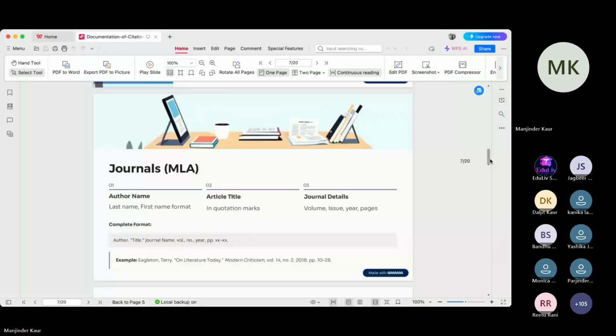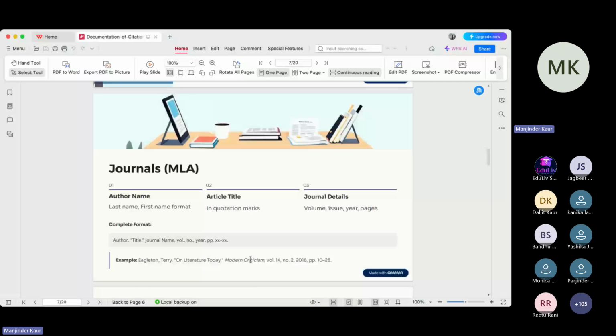Journals, right? As per MLA, how do we cite journals? Now, the author, for example, is Terry Eagleton. Author's surname first, Eagleton, comma, Terry, period. What is the name of the article? The name of the article comes in double quotation marks, because it is a smaller work. Now, what is the main work from which this has been excerpted?